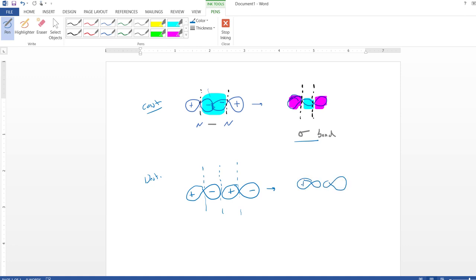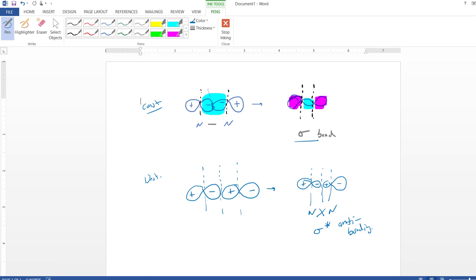You're gonna have positive, negative with 1, 2, 3 nodes. Those are pretty crazy. And so that is clearly gonna be, you've got a node between the atoms, right? You've got nitrogen, nitrogen, there's no bond there. That is gonna be sigma star. That is what we call antibonding, and that's really important.